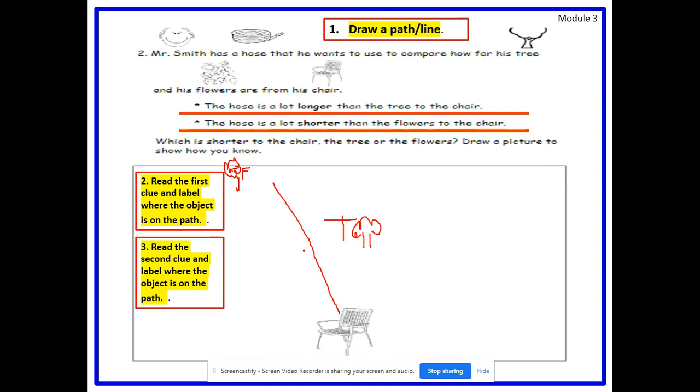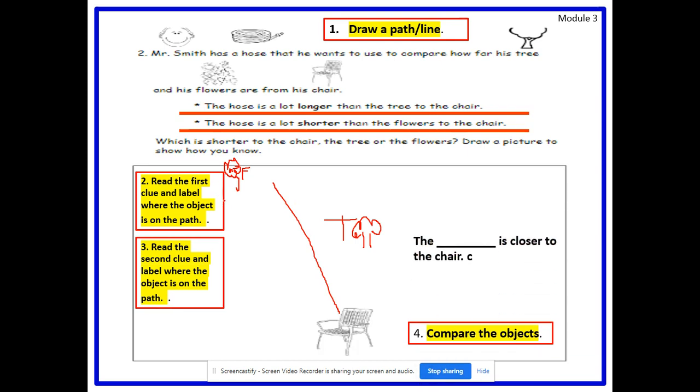Finally, it says, which is shorter to the chair, the tree or the flowers? Draw a picture to show how you know. Well, we already took care of that and we drew a picture. Now we just have to answer the question. Which is shorter to the chair? This is where we compare the objects. We're going to compare the tree to the flower's path. And we have to fill in our sentence. The blank is closer to the chair.